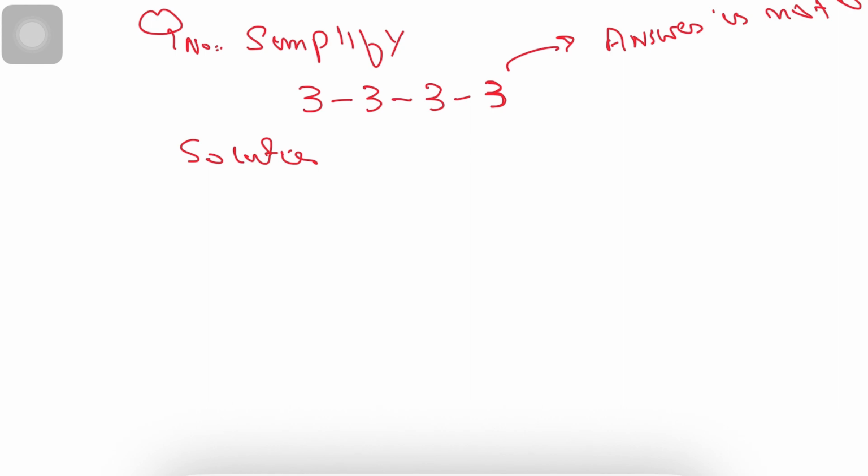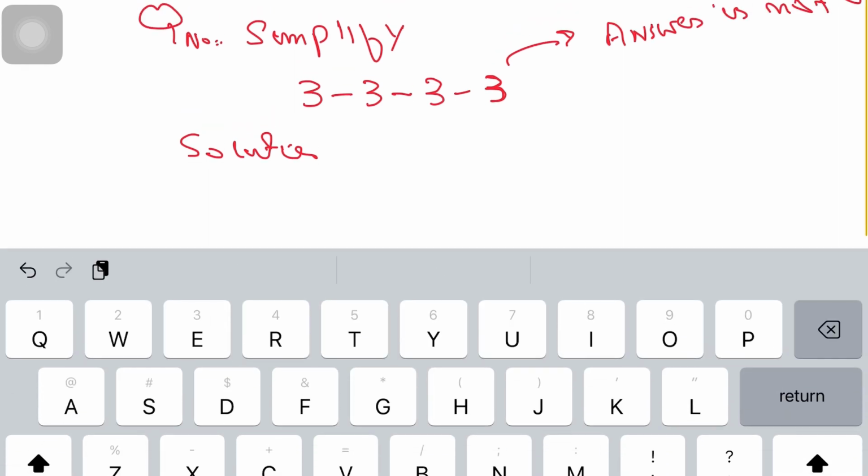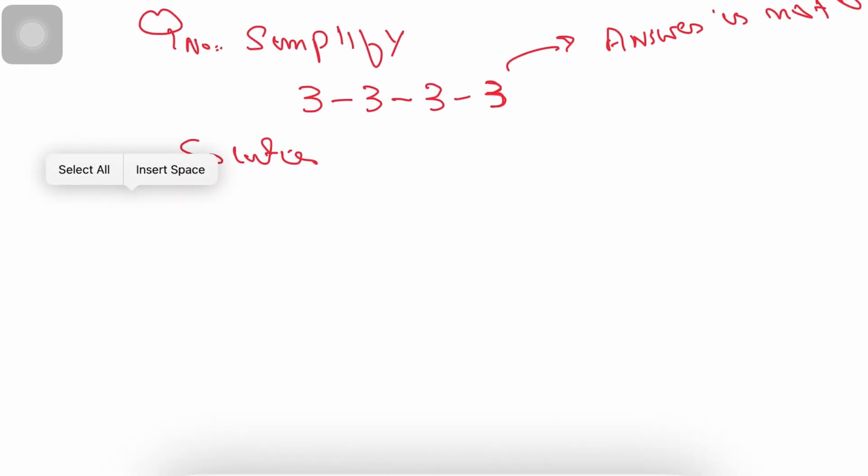3 minus 3 minus 3 minus 3. According to PEMDAS, we use the rules. If parentheses are included, first simplify the parentheses. But parentheses are not included. If division is included, first we solve the division. But division is also not included. So in this example, only subtraction is included. So we simplify the subtraction, but from left to right.